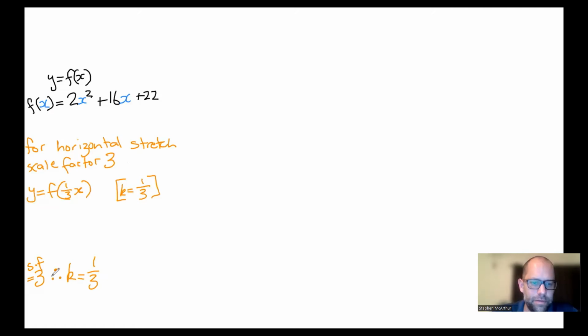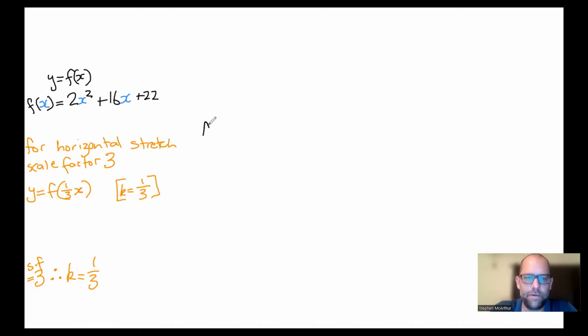A little therefore down the bottom. Okay, so if the scale factor was 3, the k value that we actually put in here is 1/3. It's always 1 over the scale factor. So let's do the working out. We're going to have to go like this. I'm going to separate the colors for sure this time so we get it all correct.